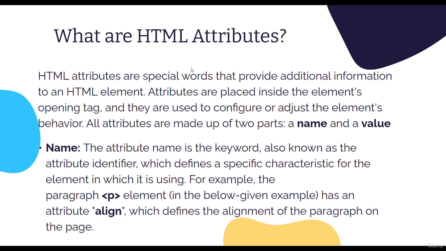Let's see what is name. The attribute name is the keyword, also known as the attribute identifier, which defines a specific characteristic for the element in which it is using. For example, in paragraph tag, align is the attribute name, which defines the alignment of the paragraph on the page.